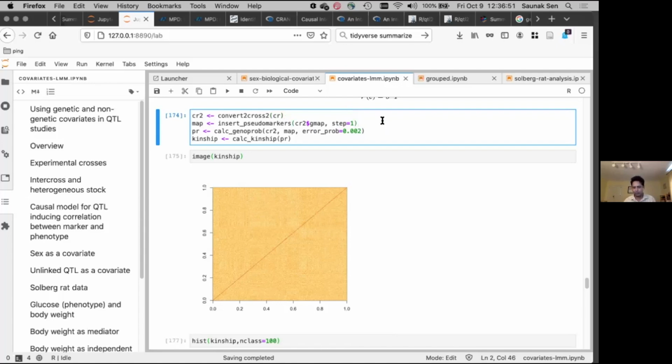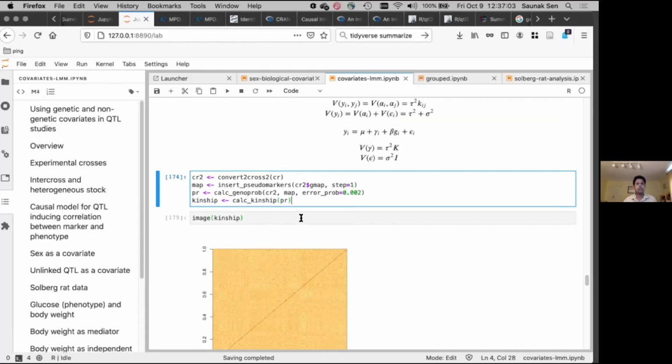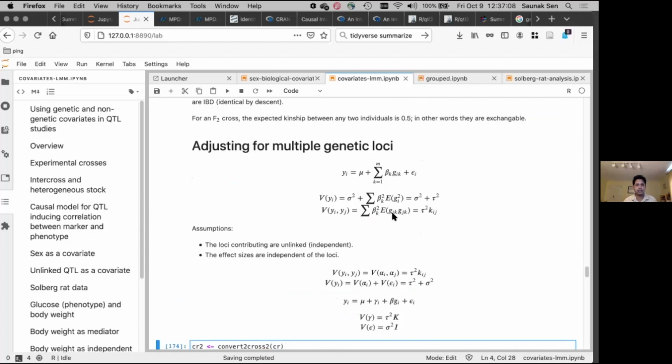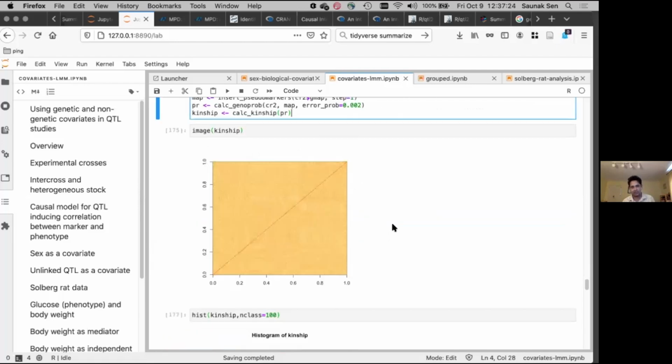Then I basically insert a few pseudomarkers, calculate the genotype probabilities, and calculate the kinship from the genotype probabilities. One way to think about the kinship is that it's taking a product of the genotypes for any two individuals and adding them all up. That's essentially what the kinship matrix is.